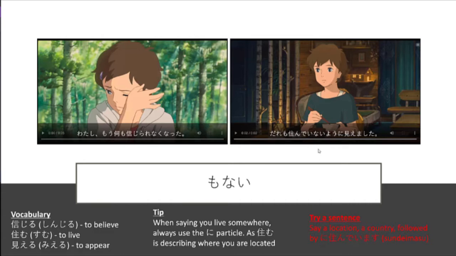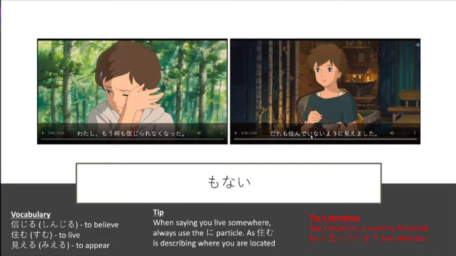Okay, we can do it later then, no problem. So you can have a try. You can say a location and a country, like the country that you're based in, and then you put ni sundeimasu. When you're saying you live somewhere, you always use the ni particle, the same reason why you say ni iru, ni sundeiru, because you live in that location. So give it a go in the comments. See if you can comment where you live and then say ni sundeimasu. And that's basically how you can say, I live here.